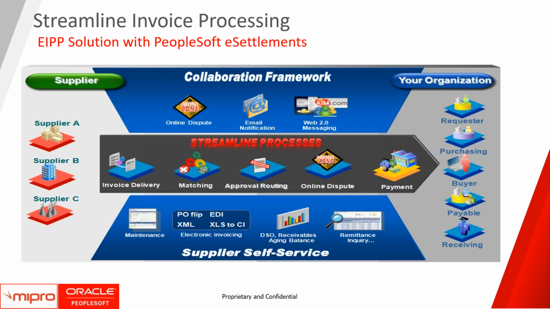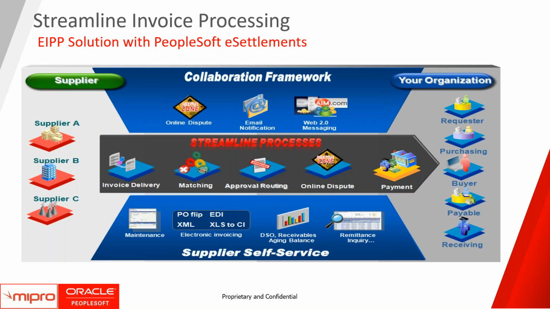Additionally, if I'm doing manual entry, I can do a PO flip. So I can simply reference existing PO information to automate the creation of those invoices that will flow through. You can see a number of other inquiries, and again, we'll see examples as we go into the application itself.